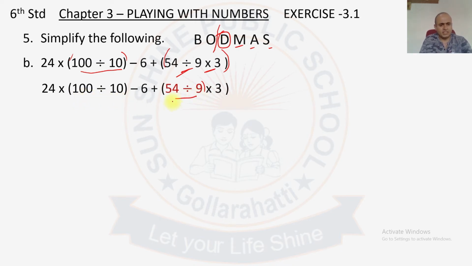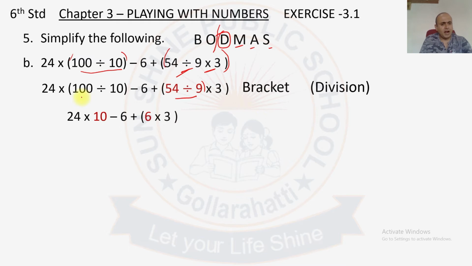You can divide both at the same time, by removing the bracket. In that bracket you have to first divide. 100 divided by 10 is 10, minus 6 as it is, plus as it is, and 54 divided by 9 is 6, since 9 sixes are 54. So they are written as 6, and the remaining 3 into the bracket as it is. Inside the bracket we have written the remaining numbers as they are.